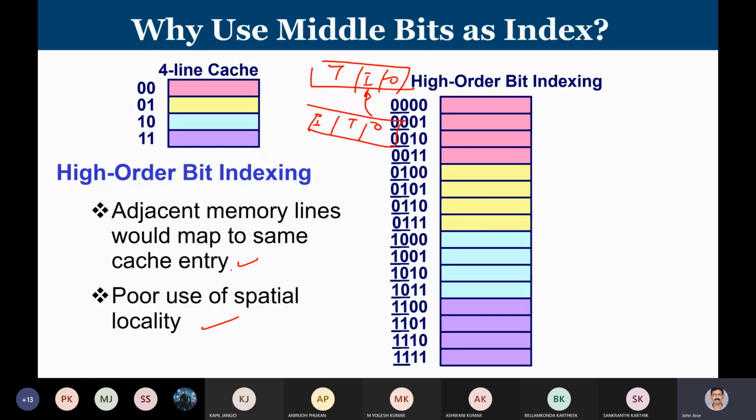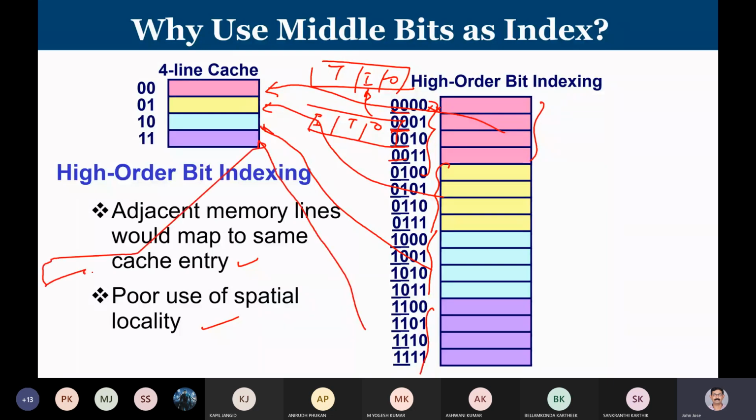See, this is my cache. So if I use the higher bits, I'm not using the offset bits now. If I use the higher bits for indexing, then adjacent blocks would all be mapped to the same cache line. Wherever you see this color, 0, 1, it will be mapped to the yellow. 1, 0, they'll be mapped to this blue, and 1, 1, they are mapped to this violet. So if adjacent memory lines are mapped to the same one, then once I read this, it will come to cache line 0. Then if I wanted this, I will take this out. So these two cannot coexist together. Only one of these pink lines can be there in the cache.